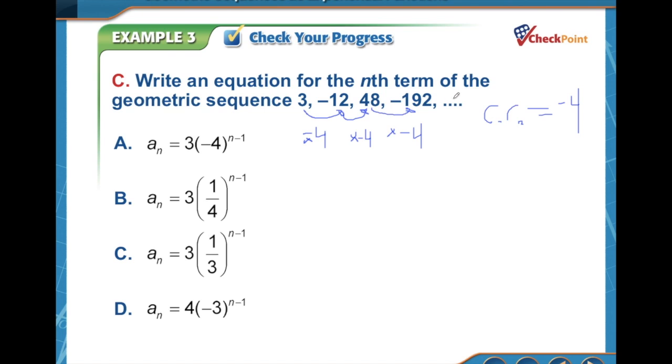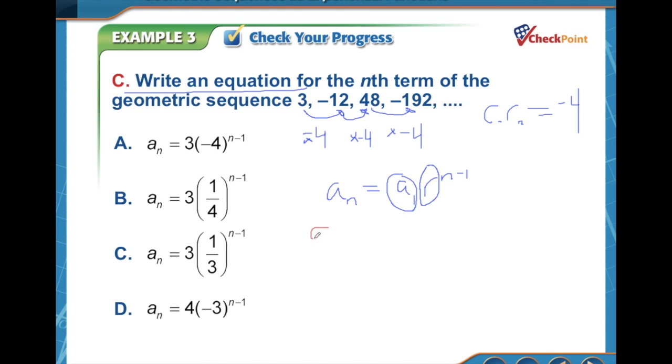So if that's true, I know that piece of my equation. And I can start to think about what my equation should look like. So we know a sub n will equal a sub 1 times r to the quantity n minus 1. This is our base equation. So our first term is a sub 1. We can plug that in. And our common ratio we also just found. So we're asked to write an equation, so we must plug in those two pieces.